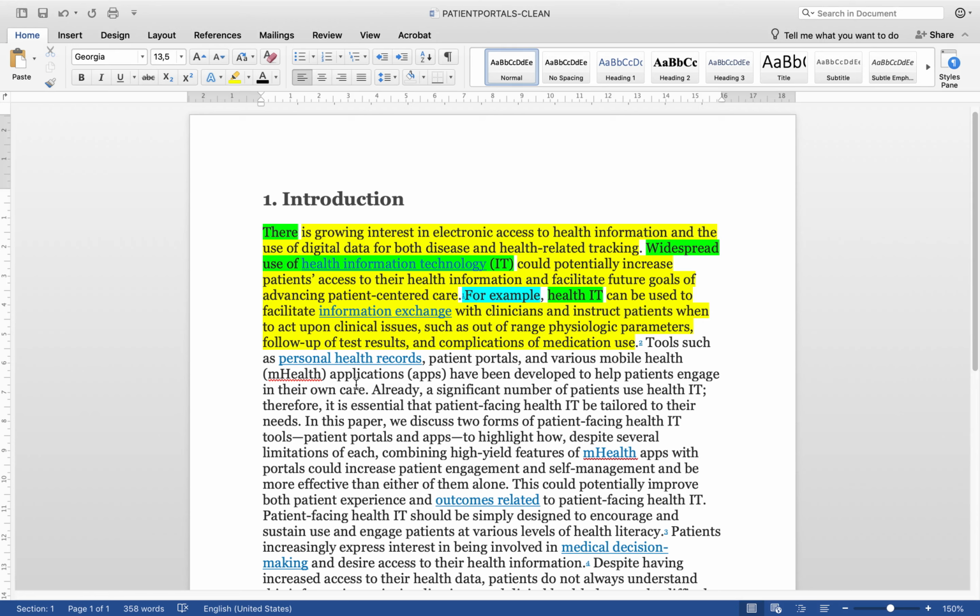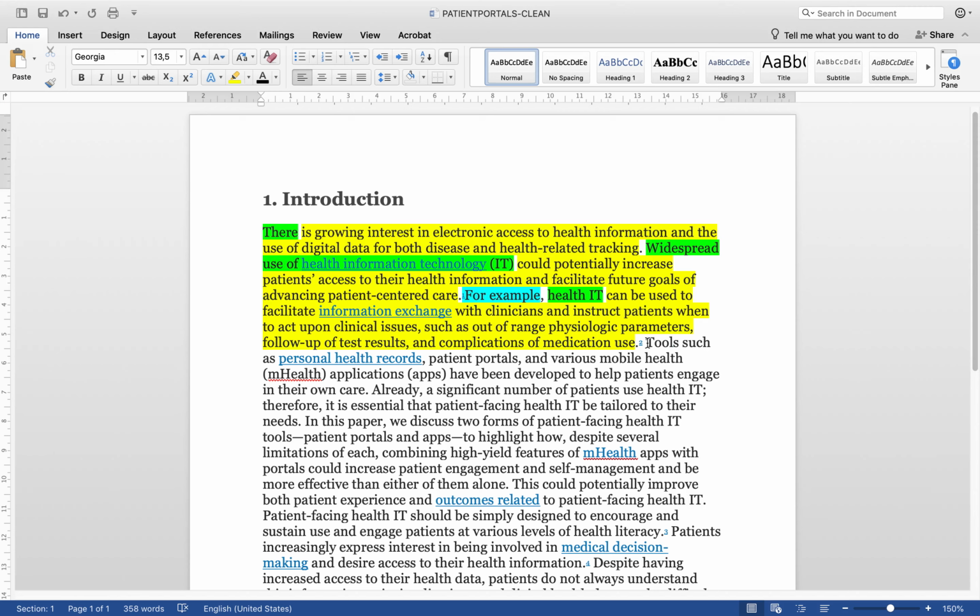This would have been better if you had said, for example, health IT can be used to facilitate information exchange with clinicians and instruct patients when to act upon clinical issues. Examples of those issues could be out-of-range physiologic parameters, follow-up of test results, and complication of medication use. Then it's already easier to read and easier to process. Okay, well, setting that aside because this is still an okay sentence, let's move on to the next sentence.